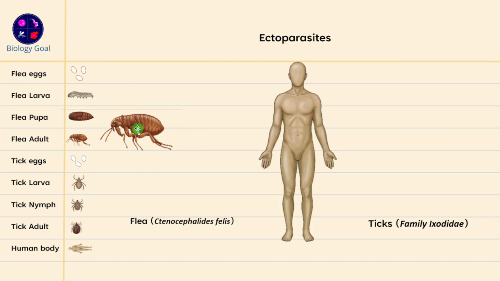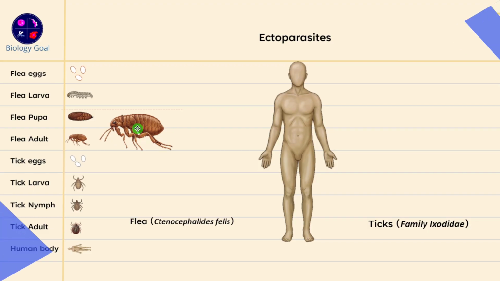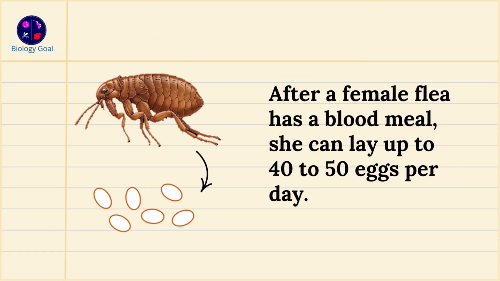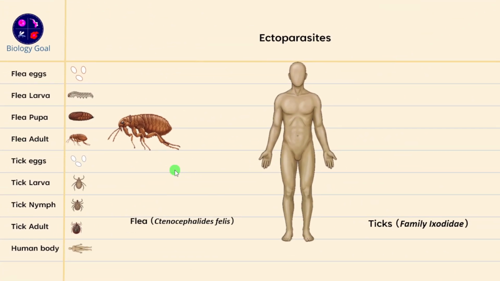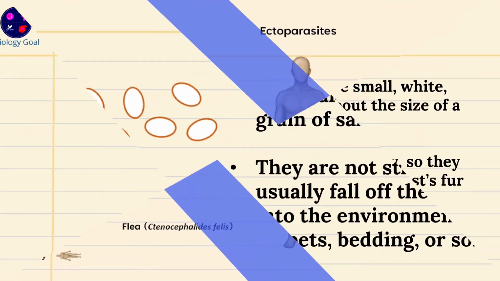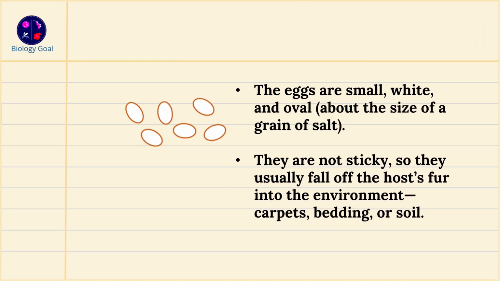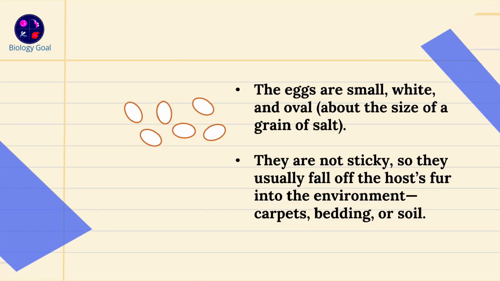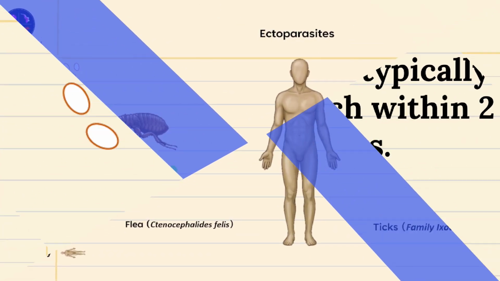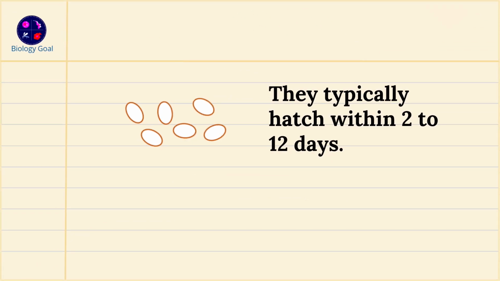So this is the female flea that survives on blood, and it can lay up to 40 to 50 eggs per day. And if we talk about the eggs and their location, eggs are small, white, oval. They are approximately equal to the size of a grain of salt. They are not sticky, so they can be dusted off easily from the host body into the environment like carpets or soil. And the duration: they typically hatch within 2 to 12 days. That is the time period for the eggs.